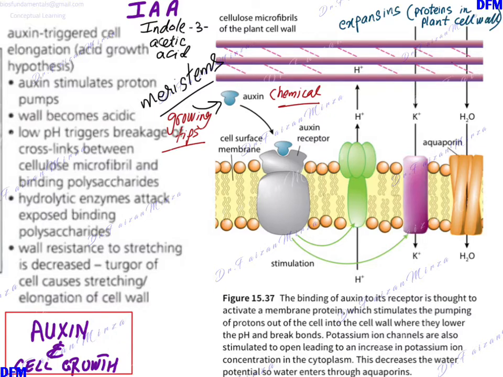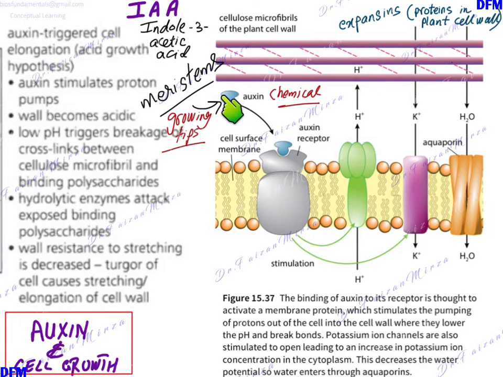Now the auxins are of various types. The auxin that's in our syllabus is called IAA. It stands for indole 3-acetic acid. Now how does indole 3-acetic acid work? Indole 3-acetic acid will cross the cell wall and it will bind to the receptor on the cell membrane.